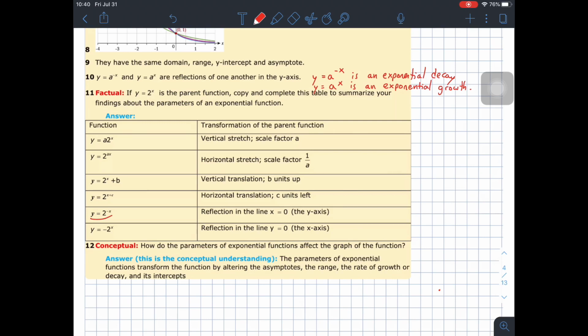Y equals 2 to the power of negative x is a reflection in the line x equals 0, that is the y-axis. And y equals negative 2 to the power of x is a reflection in the line y equals 0, which is the x-axis.